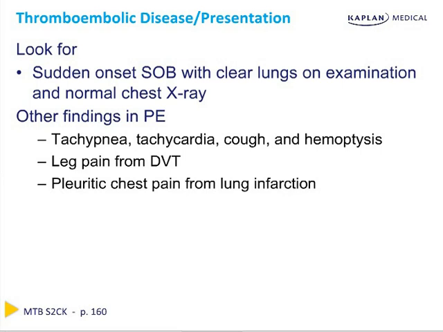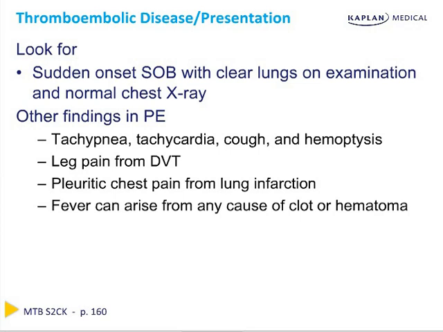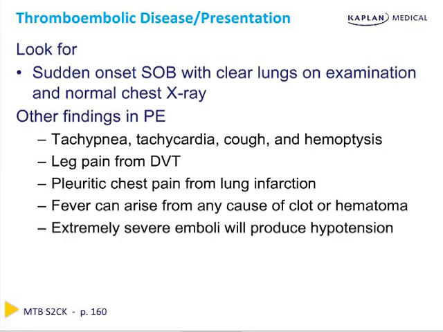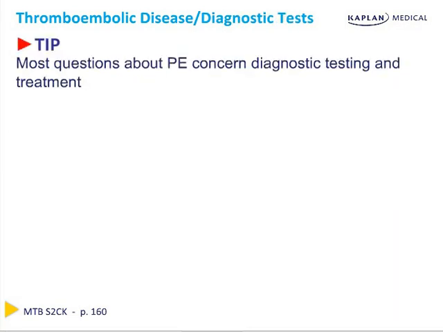Some patients will have pleuritic chest pain, which is a result of lung infarction from the pulmonary embolism. Remember, fever can also arise from any cause of clot or hematoma throughout the body. If the embolus is extremely severe, the patient will actually have obstruction of flow and may have hypotension. Almost all questions about pulmonary embolus on Step 2 are going to concern diagnostic testing and treatment.